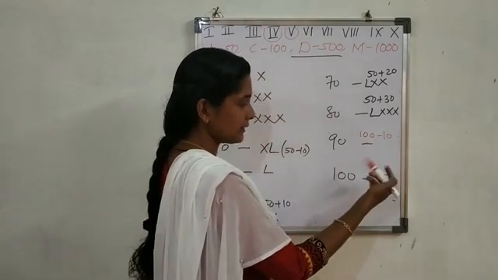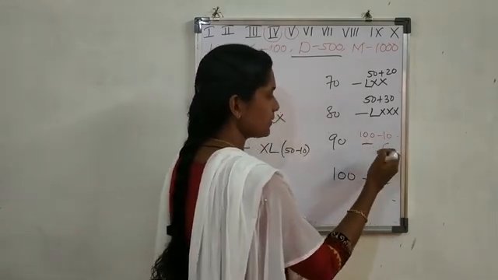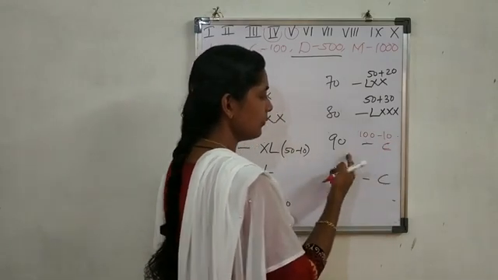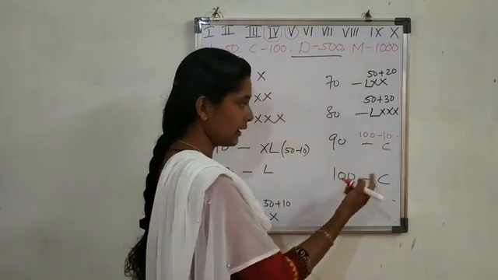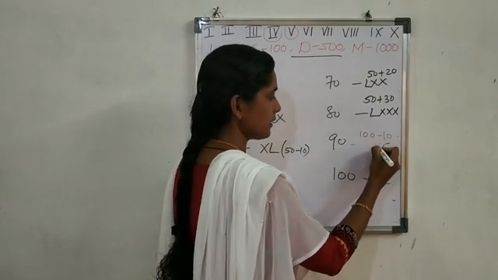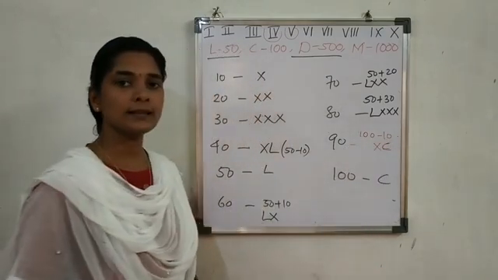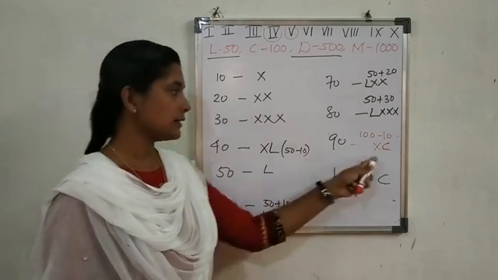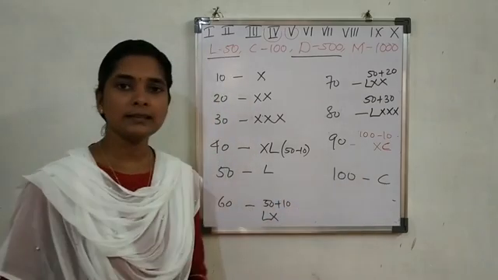100 is C. Then we have to subtract 10 from 100. 100 minus 10, where 10 is X. Therefore XC is 90. Okay. XC is 90 and C is 100.